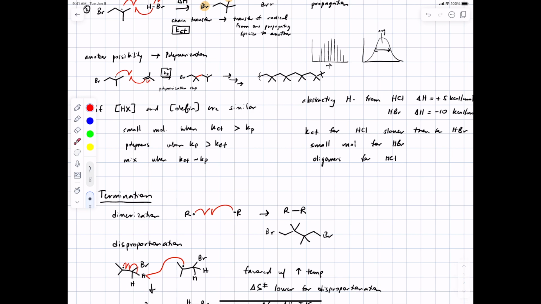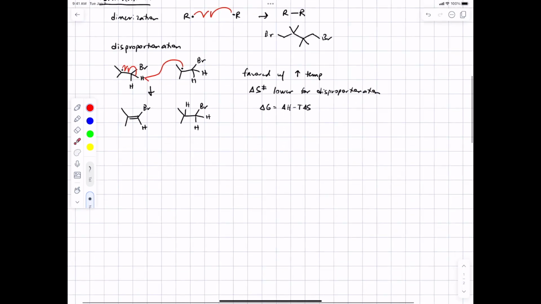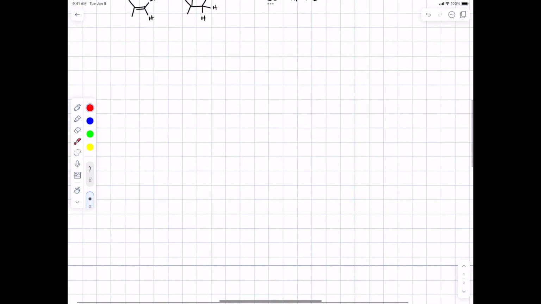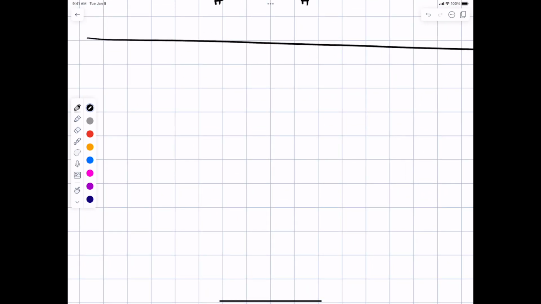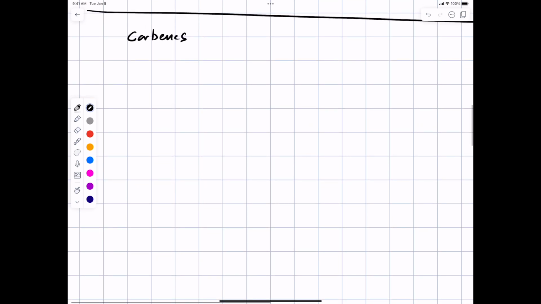Okay, so while we're on the subject of weird kind of reactions, let's talk about carbenes. So the key issue for carbenes, and this is section 10.11. We're spending so many days on chapter 10. It's kind of a pain, but whatever.